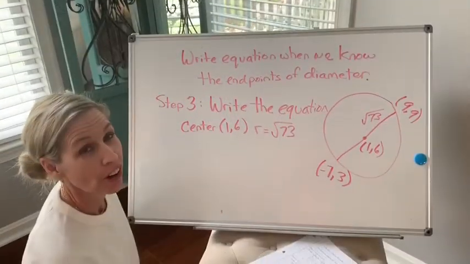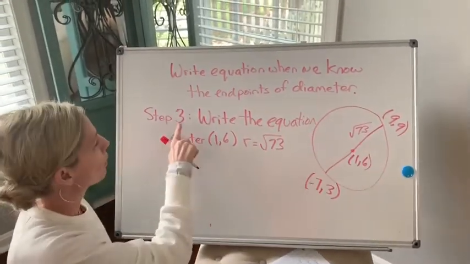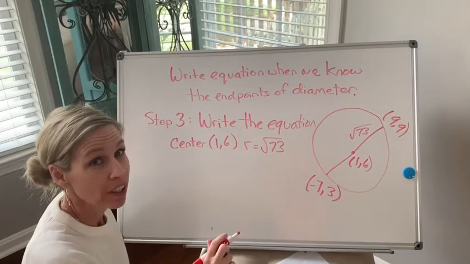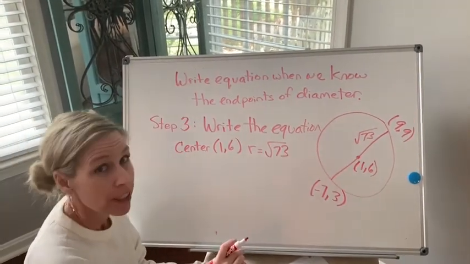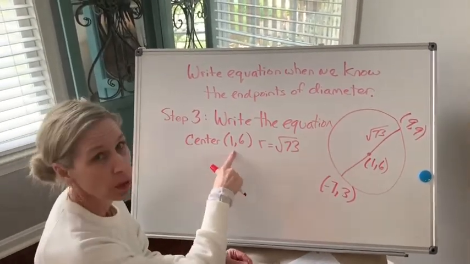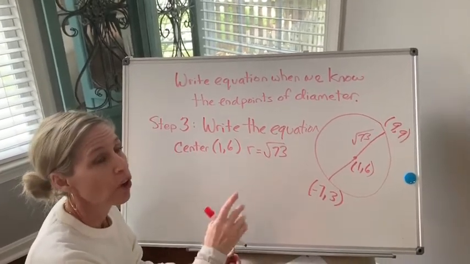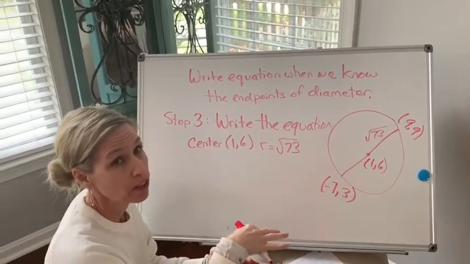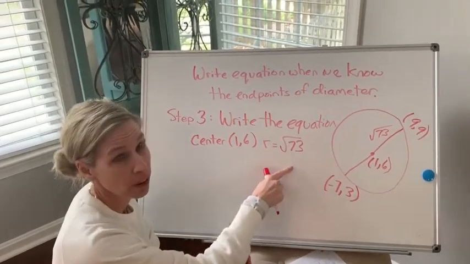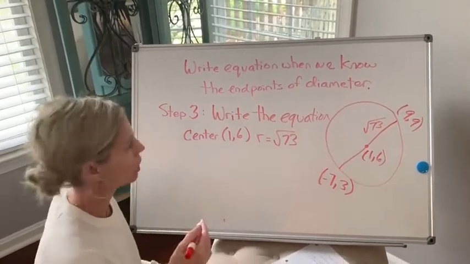All right, so we're on our last step now. Step 3 is we're ready to write the equation. Remember from our first day, if we have the center point of the circle and we have the radius, then we can write the equation. So steps 1 and 2 were just allowing us to find that center and then to find the radius. So now let's go ahead and finish the problem off.